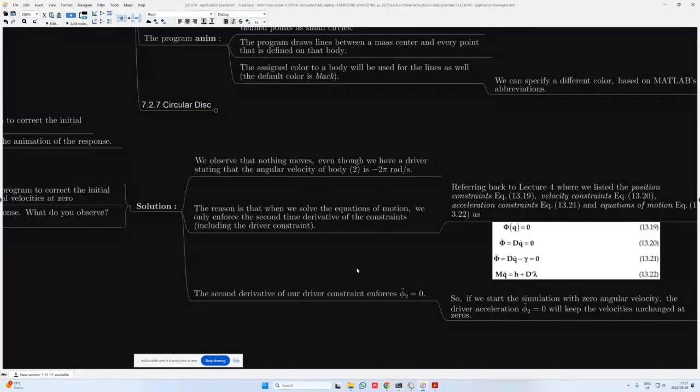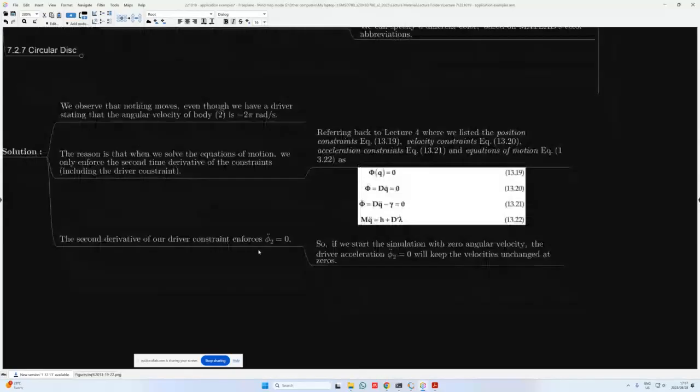The reason is that when we solve the equations of motion, we only enforce the second time derivative of the constraints, including the driver constraint. Referring back to lecture 4, where we listed the position constraints in equation 1319, the velocity constraints, the acceleration constraints, and the equations of motion, we grouped all of them together in 1319 to 1322. And the second derivative of our driver constraint enforces that phi double dot 2 is equal to 0.